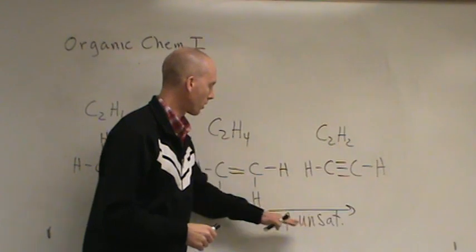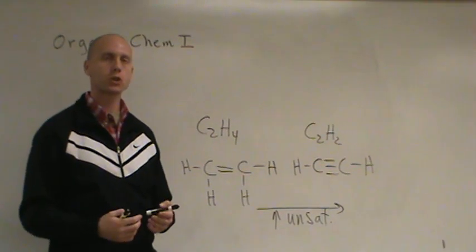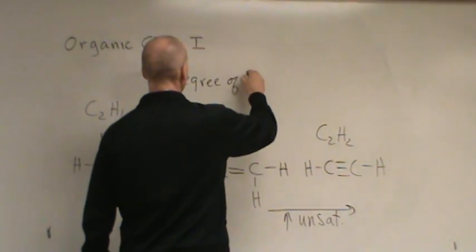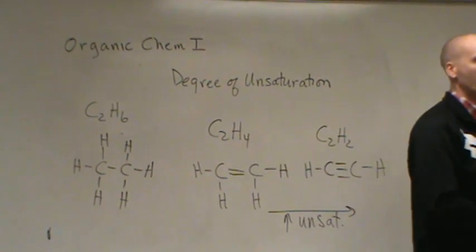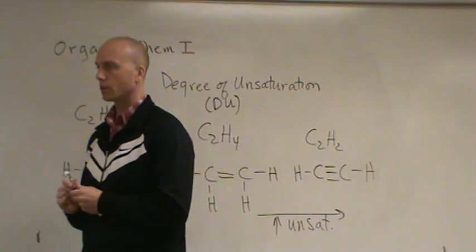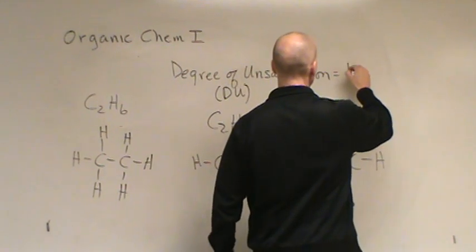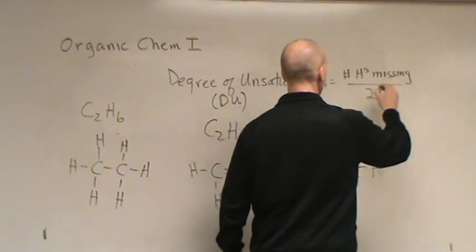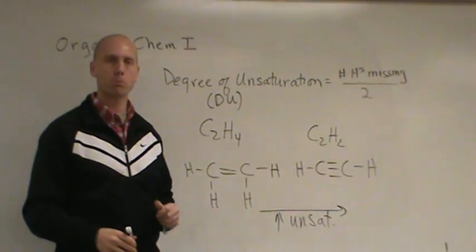Well, as we stated earlier, you can get increased amount of unsaturation. Well, this way of measuring how much unsaturation we have is something called the degree of unsaturation. The degree of unsaturation, or sometimes we will abbreviate that du. Okay? What is the degree of unsaturation? Okay? It's equal to the number of hydrogens missing divided by 2. Okay? That's a very important definition. Write it down and put a box around it.